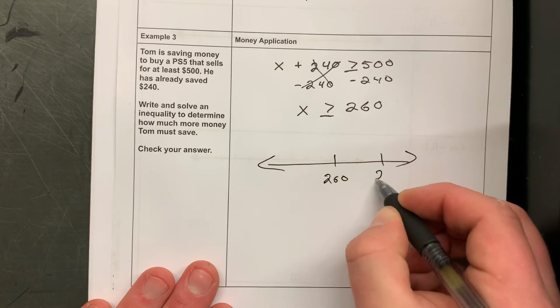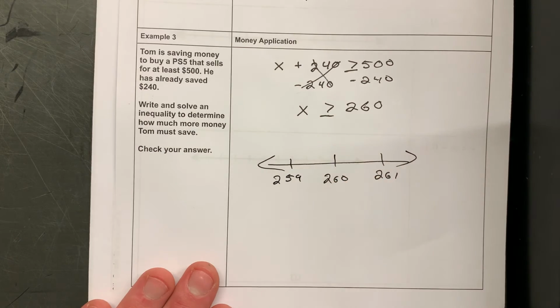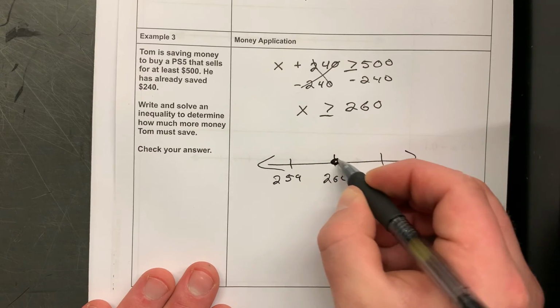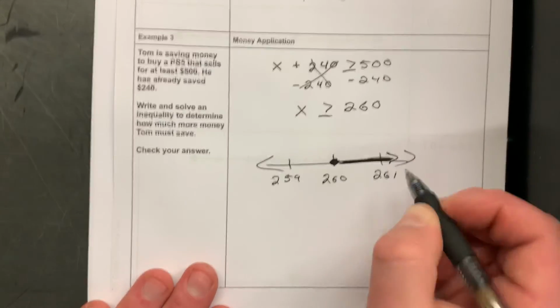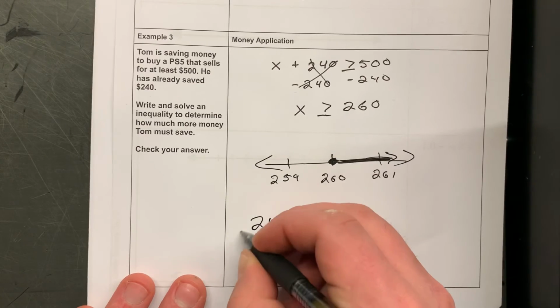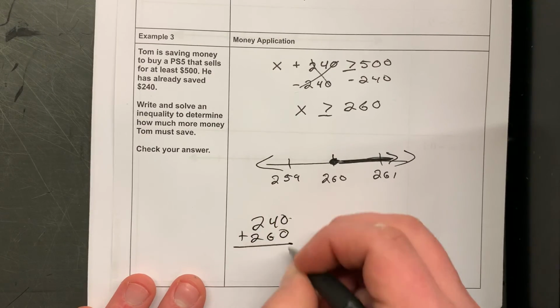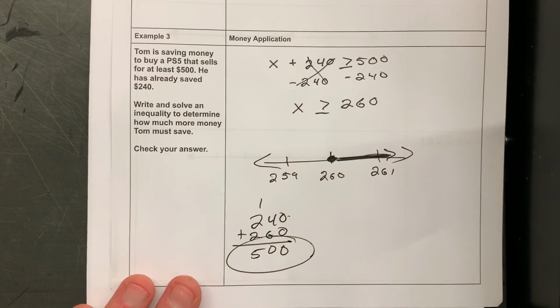260, 261, 259. Again, x has to be at least 260 in order for him to buy that PS5. And we have to know that 240 plus 260 gives us at least 500. I double check my math right here, and I see that it gives us 500.